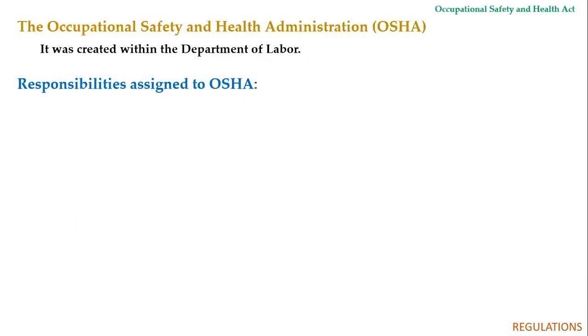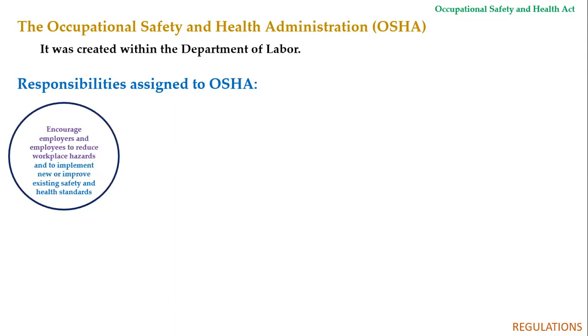So the Occupational Safety and Health Administration was created within the Department of Labor. What were the responsibilities assigned to the Occupational Safety and Health Administration? The first was to encourage the employers and employees to reduce workplace hazards and to implement new or improve existing safety and health standards.